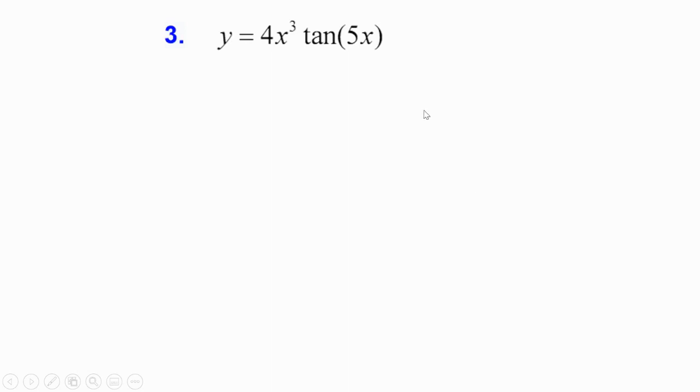4x cubed tan 5x. I think everybody should be able to do this, but let's just do it anyway. This is the last one before we get to actually working on some tangents. So what's the derivative? Take the derivative of the first part, which is 12x squared, times the underived second part, the tan of 5x, plus the underived first part, 4x cubed, times the secant squared of the 5x multiplied by 5.